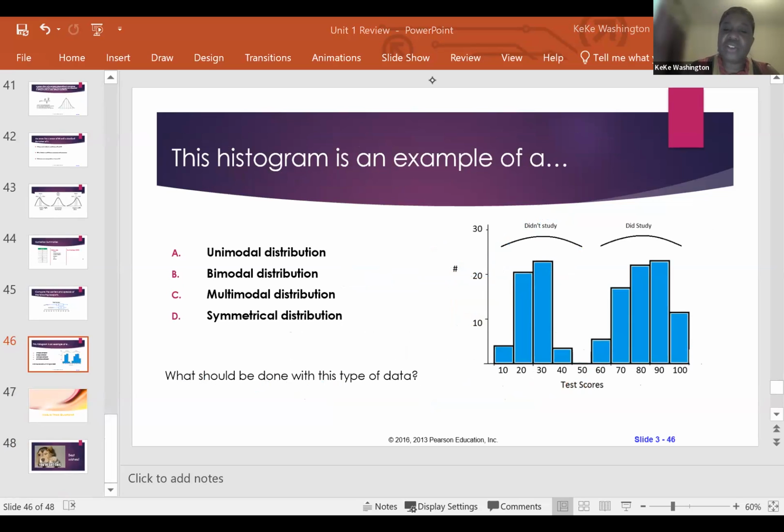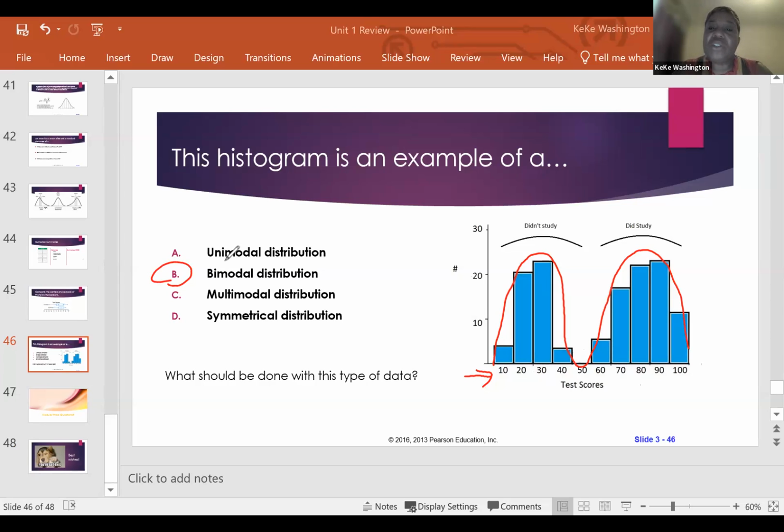This is a bimodal distribution because it has 2 mounds. It's numerical. You see, it's test scores. So the mounds don't have to be the same height, but for numerical distributions, right? But because it has 2 mounds, we have a bimodal distribution. Now, what do we do with this type of data?